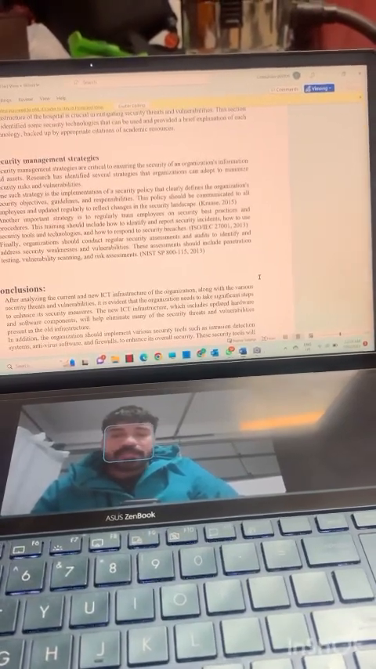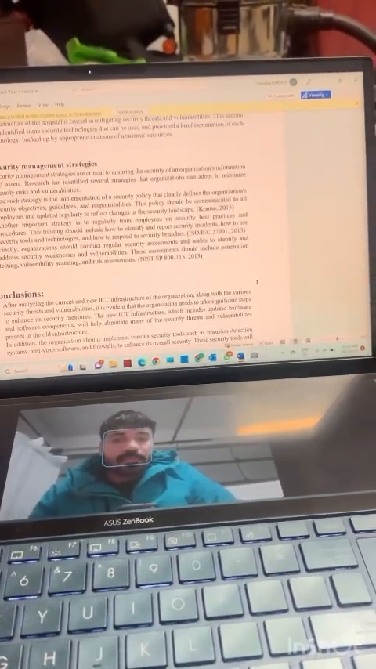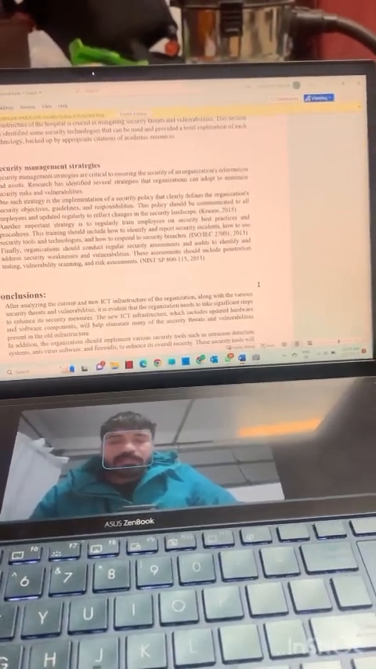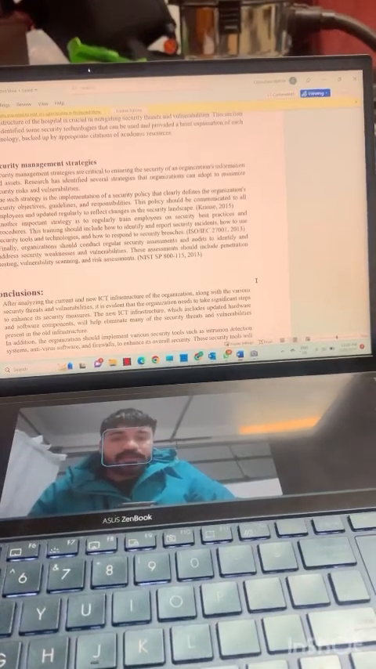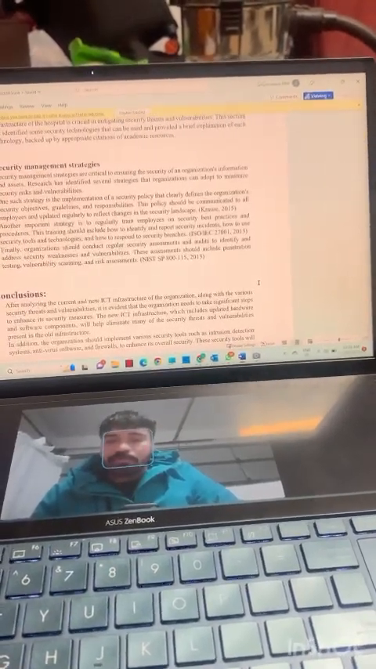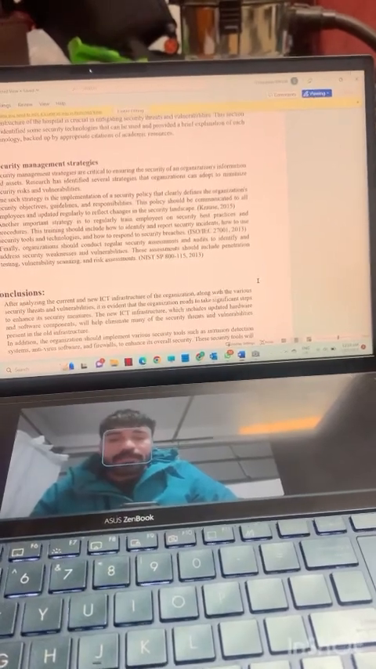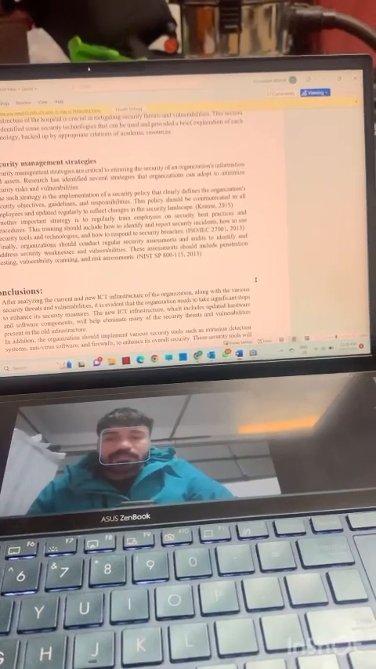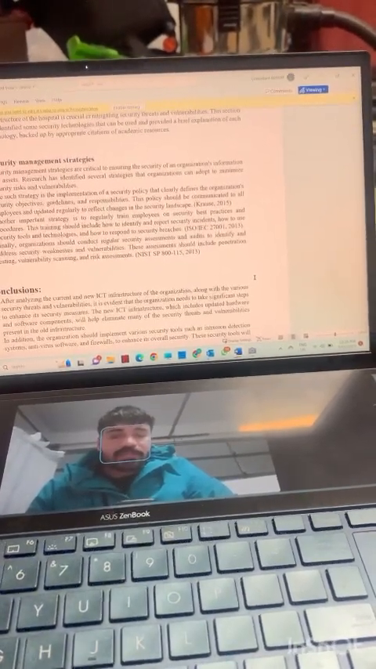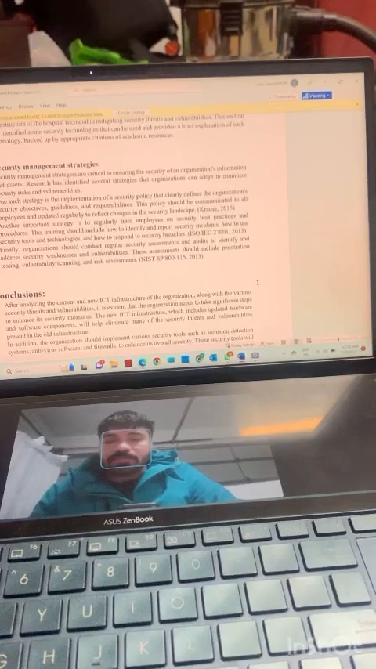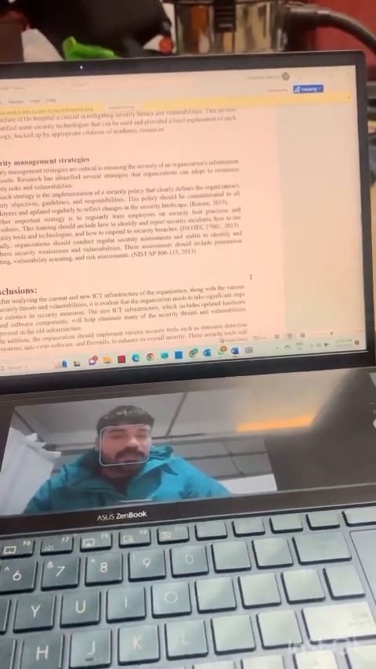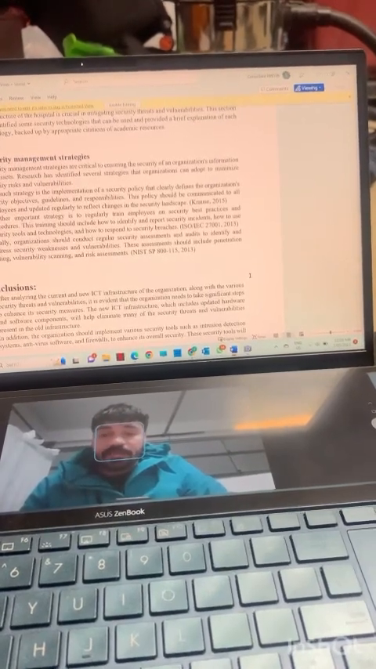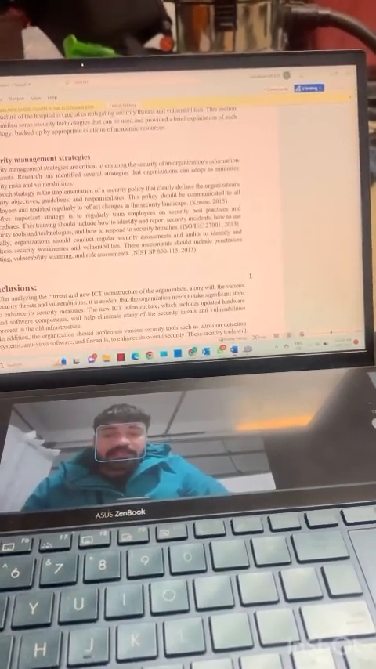Another important strategy is to regularly train employees on security best practices. This training should include how to identify and report security incidents, how to use security tools and technology, and how to respond to security breaches. Finally, organizations should conduct regular security assessments to identify and address security weaknesses and vulnerabilities. These assessments should include penetration testing, vulnerability scanning, and risk assessment.